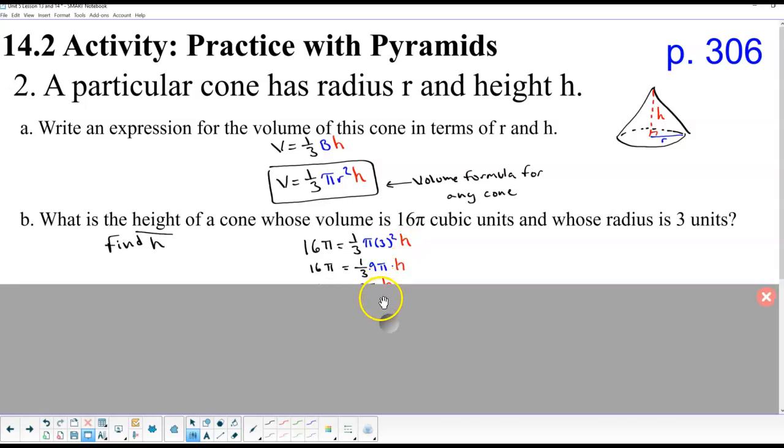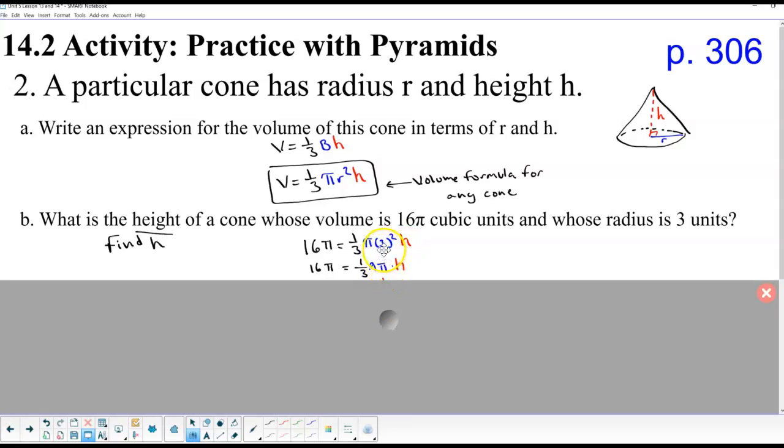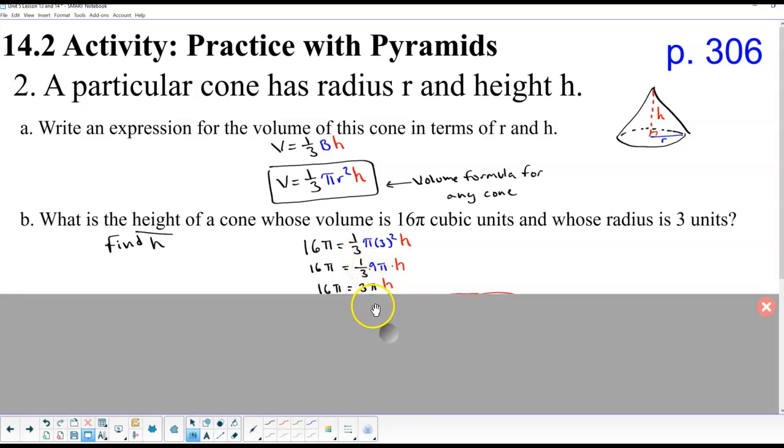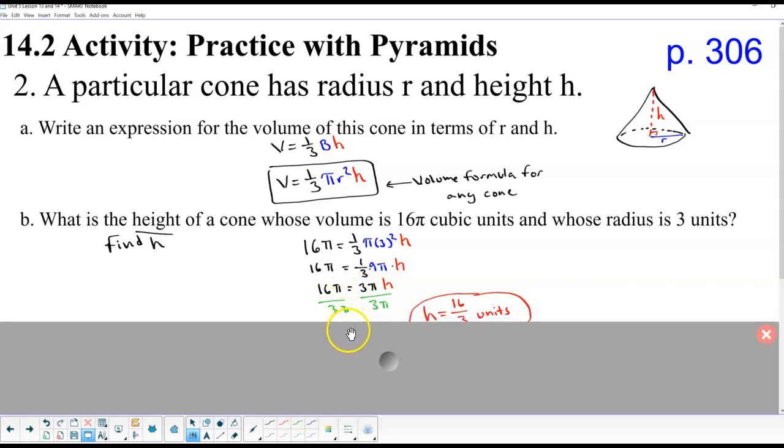What I like to do is simplify first. So 3 squared is 9. The area of the base is 9 pi. Now notice, I've got 1/3 times 9. Well, 1/3 of 9 is just 3. So I think of this as 16 pi equals 3 pi times h. And then my goal is to get h by itself, so I need to take the 3 times pi and divide it over to the other side.